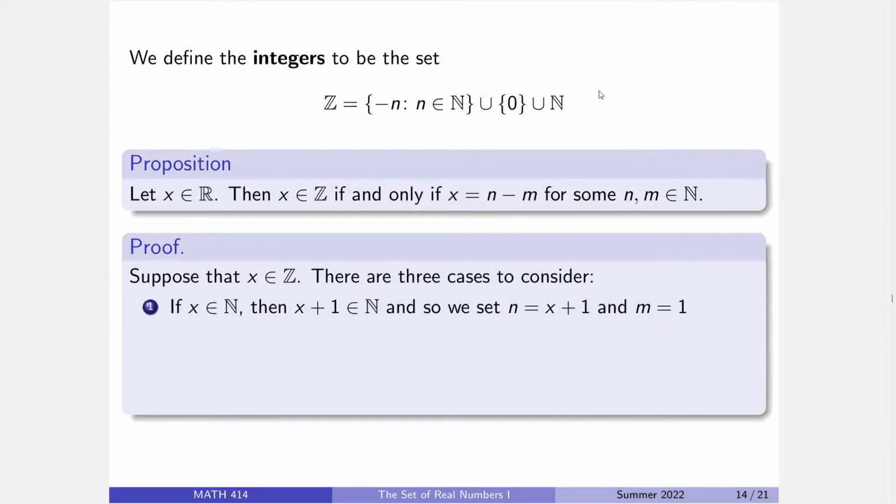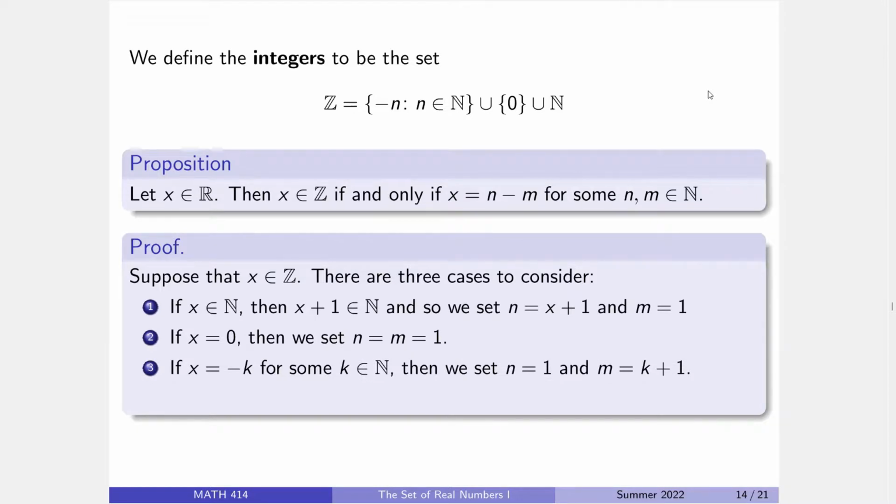Okay, if you're a natural number x, then x plus 1 is a natural number. So we set n to be x plus 1 and m equal to 1. The difference gets you to x. If you're equal to 0, then we just subtract off 1. Now, note, there's nothing here saying that this is actually a unique representation. Obviously, 0 can also be represented as 2 minus 2. Okay. All right, and finally, if you're equal to negative k, well, then we let n be 1 and m be k plus 1. And there you go. There we go. Regardless, if you're an integer, then you have to be n minus m for some natural numbers n and m.